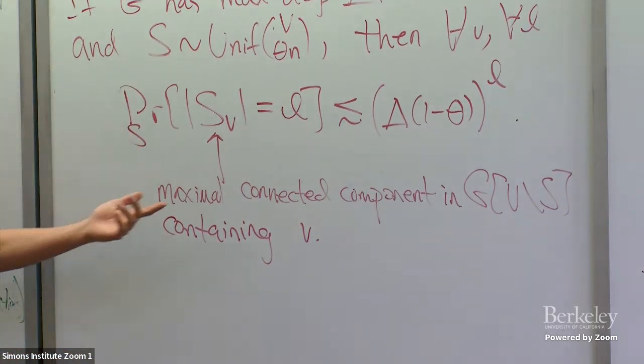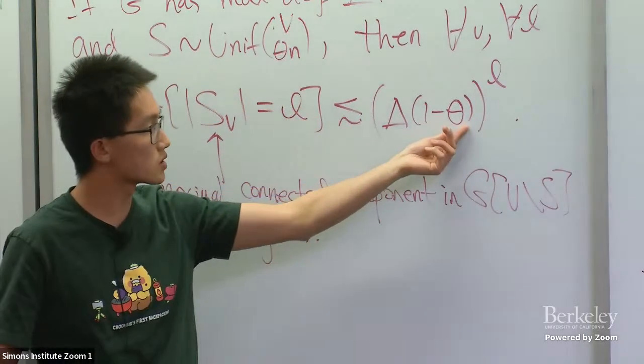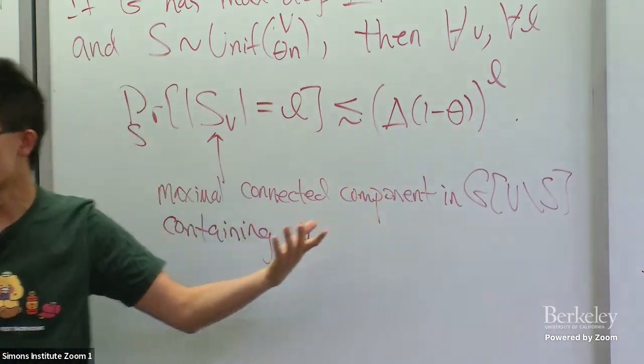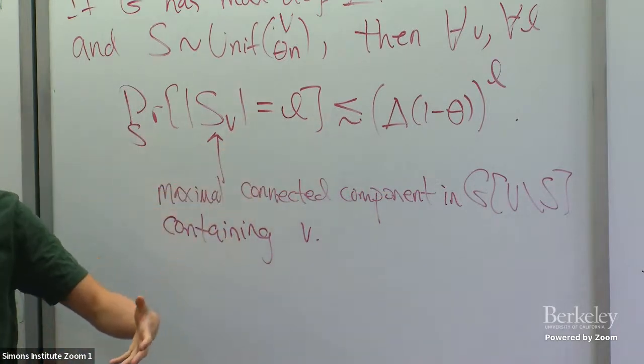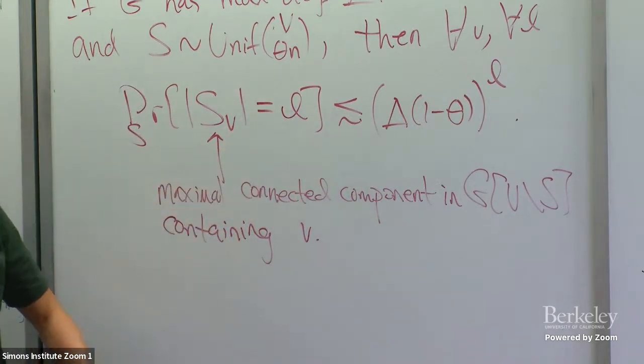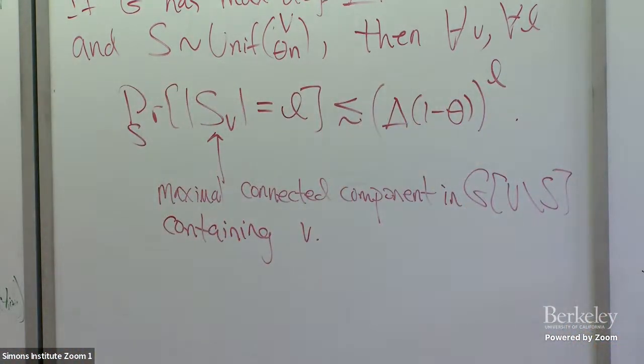So in particular, again, I'm assuming the degree is bounded. So if I can choose theta here to be a constant, then I have exponentially small probability that my component is large. So in expectation it is of constant order, and with very high probability it's of log n order, let's say. Okay, so I'll come back to this in a moment.